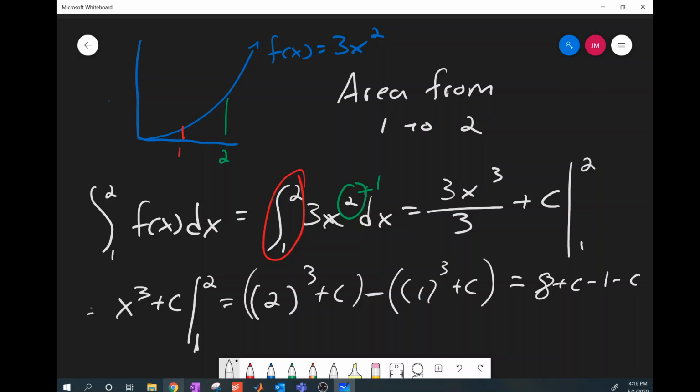You realize that our c's are just going to cancel out. We have plus a c and then minus a c, and they're going to cancel out. And that happens every time you do a definite integral. Your plus c's are just going to disappear. And all you're going to be left with is 7.